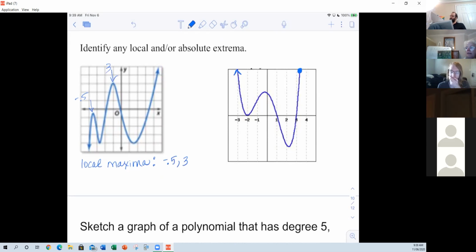And then what about absolute maximum? There is none, right? Because this thing just keeps going higher and higher, so there's not any. All right, what about local minima?